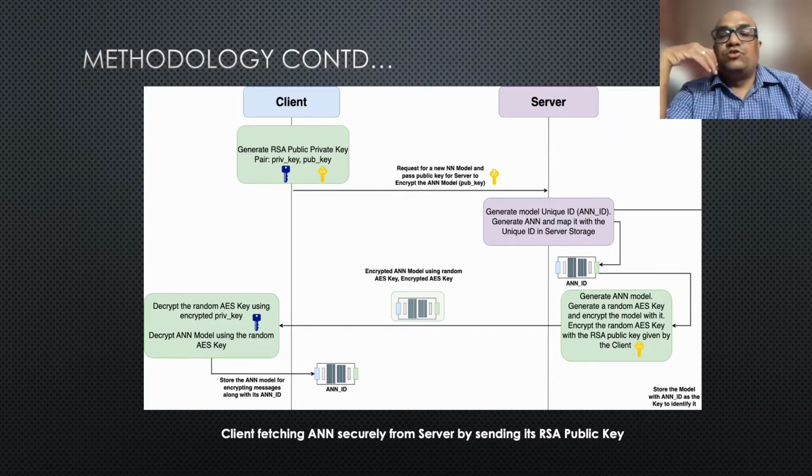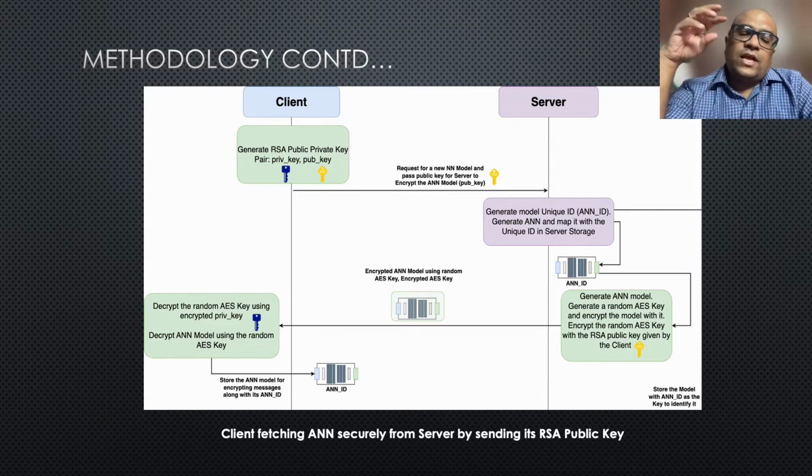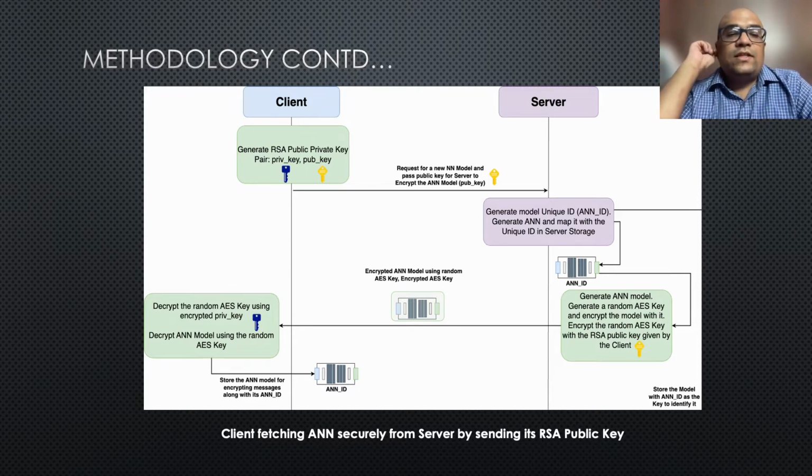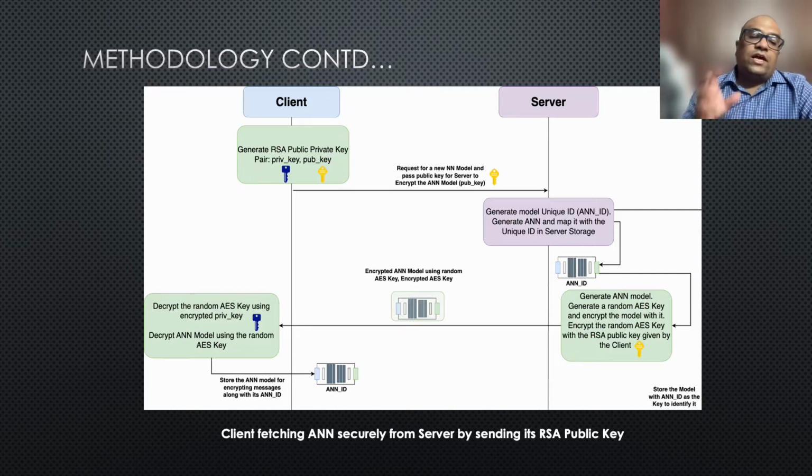The model itself is a huge file, and we don't want to do RSA encryption directly on the model. So the server generates a random AES key and encrypts the model with it, and it encrypts the AES key using the public key given by the client. The client uses the private key to decrypt the random AES key with which the model is encrypted, and it will do AES decryption to arrive at the ANN model, which it will load into the memory using Keras, and it will use that model further on to secure communication.